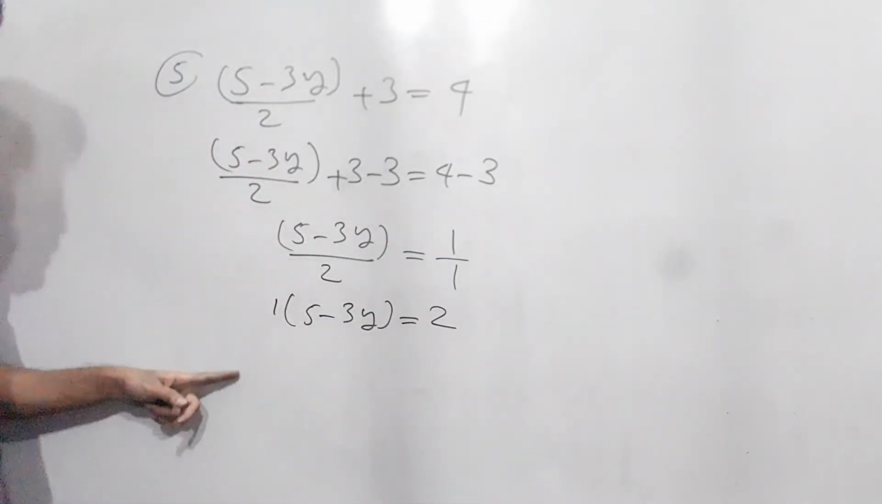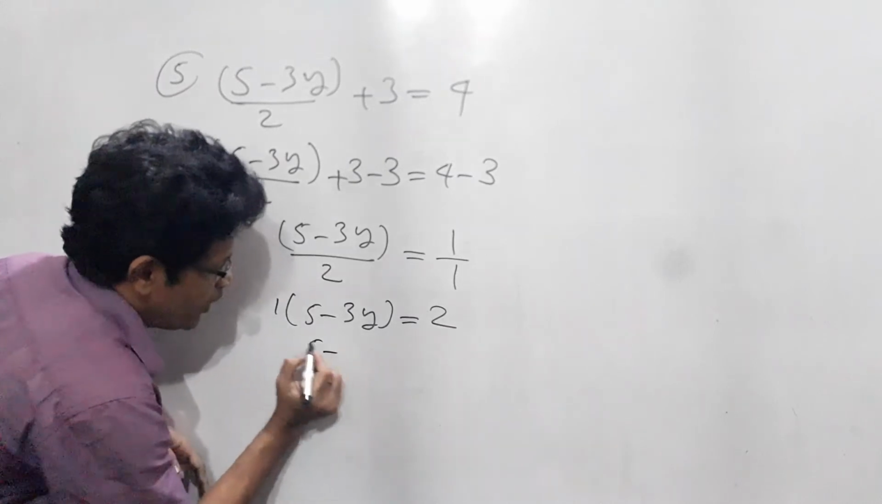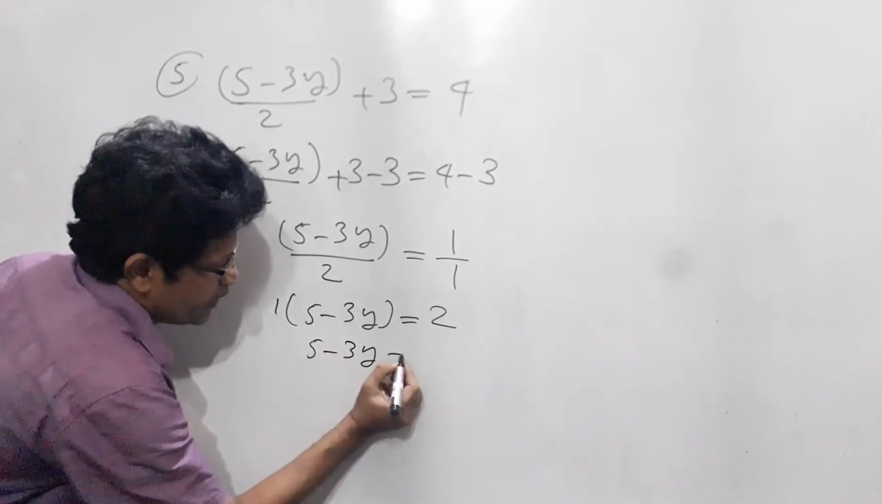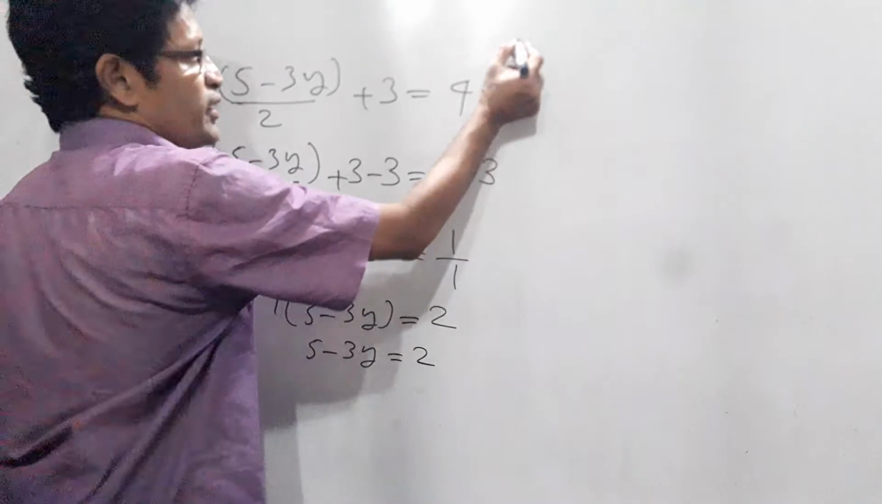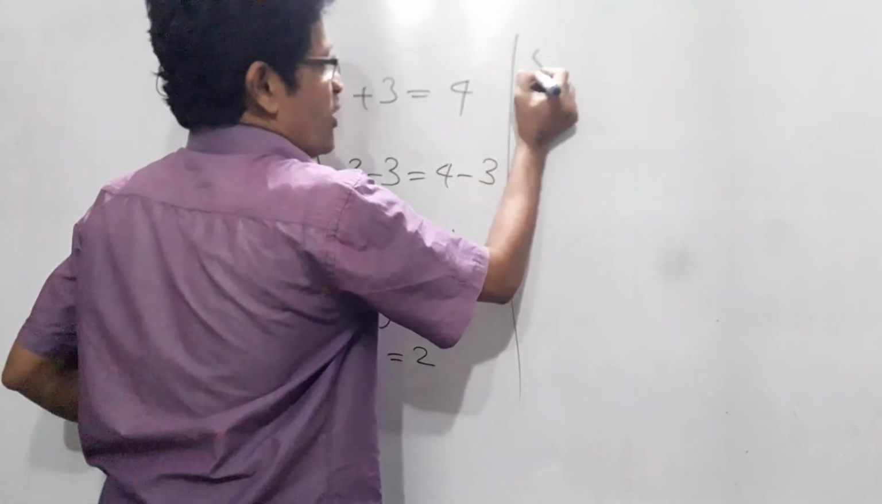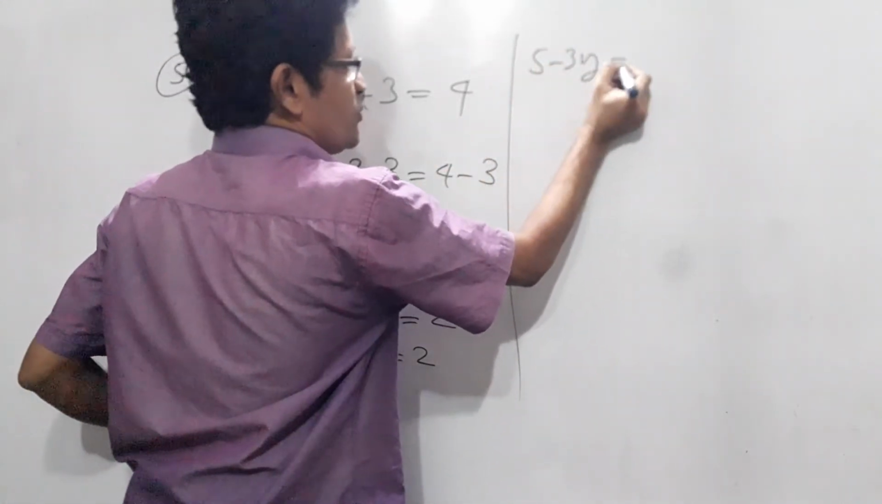Now we have to remove the brackets. 1 into 5 is 5. 1 into 3y is minus 3y equal 2. Now we got the equation 5 minus 3y equal 2.